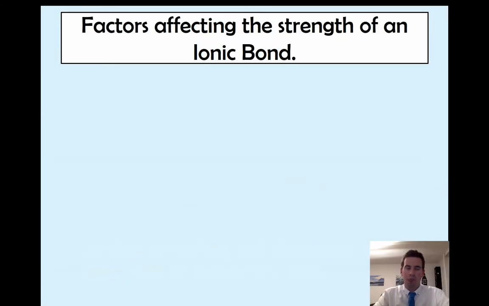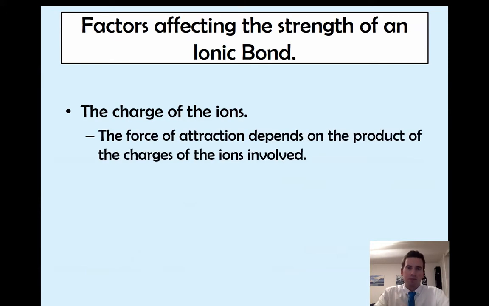Okay, so first of all, factors affecting the strength of an ionic bond. There are two that you really need to know about. The first one is the charge of the ions. As we covered in the previous video, an ionic bond is the electrostatic attraction between a positive ion and a negative ion. So the charge on the ion, the magnitude of the charge, contributes to the strength of the ionic bond. The bigger the number of the charge, the stronger the bond, the more attracted the negative and positive ions to each other.